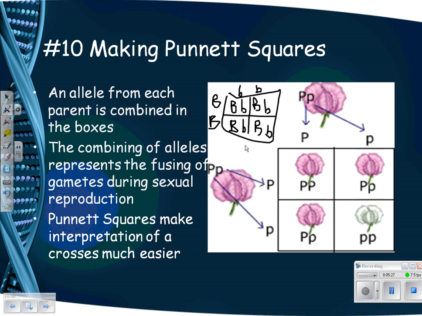You're going to do the same thing for the big A, little a cross. Once again, you put one of the big A's down on the side and the little a here, and so forth. So what does combining of alleles in the Punnett square represent? It represents sexual reproduction. What happens when the gametes come together in sexual reproduction?